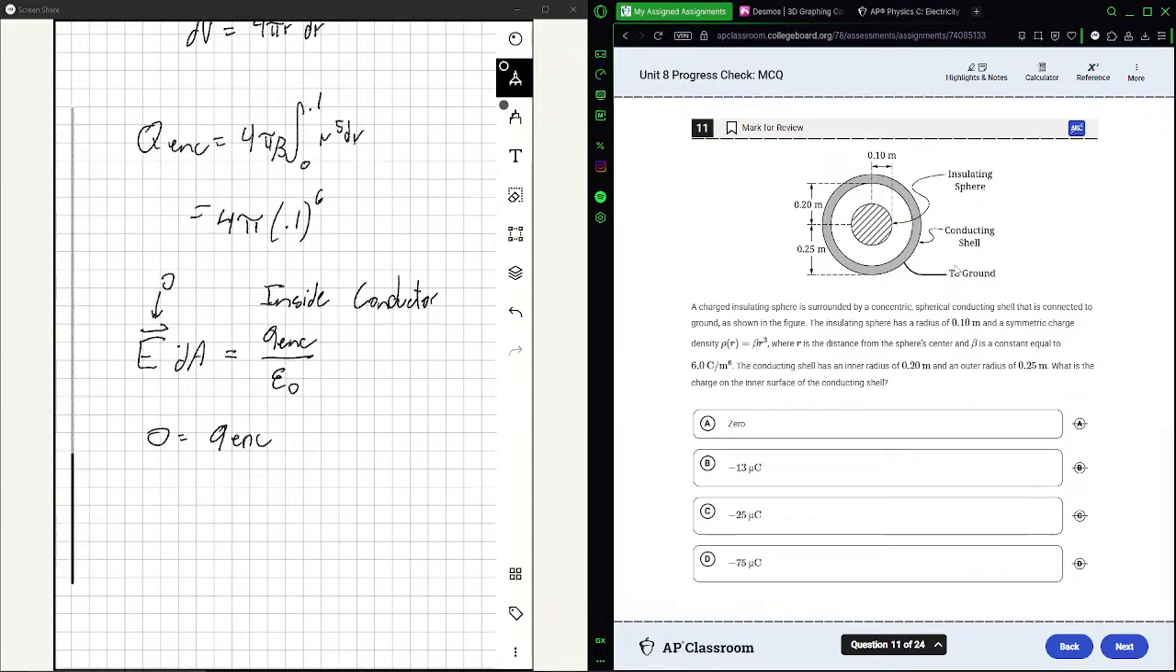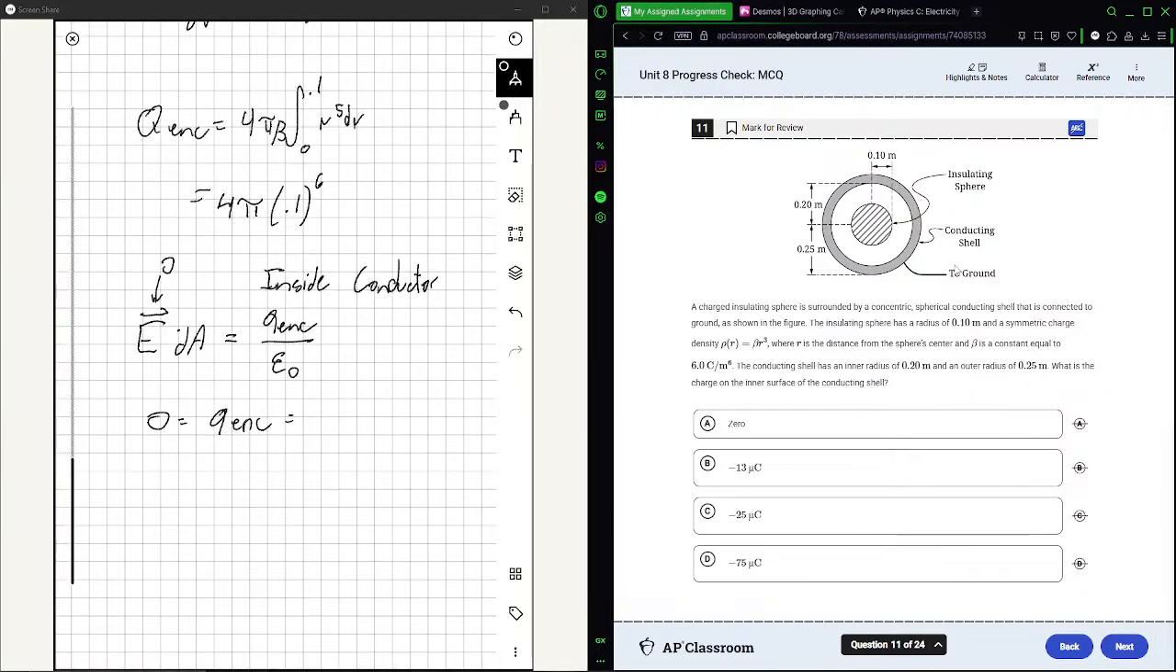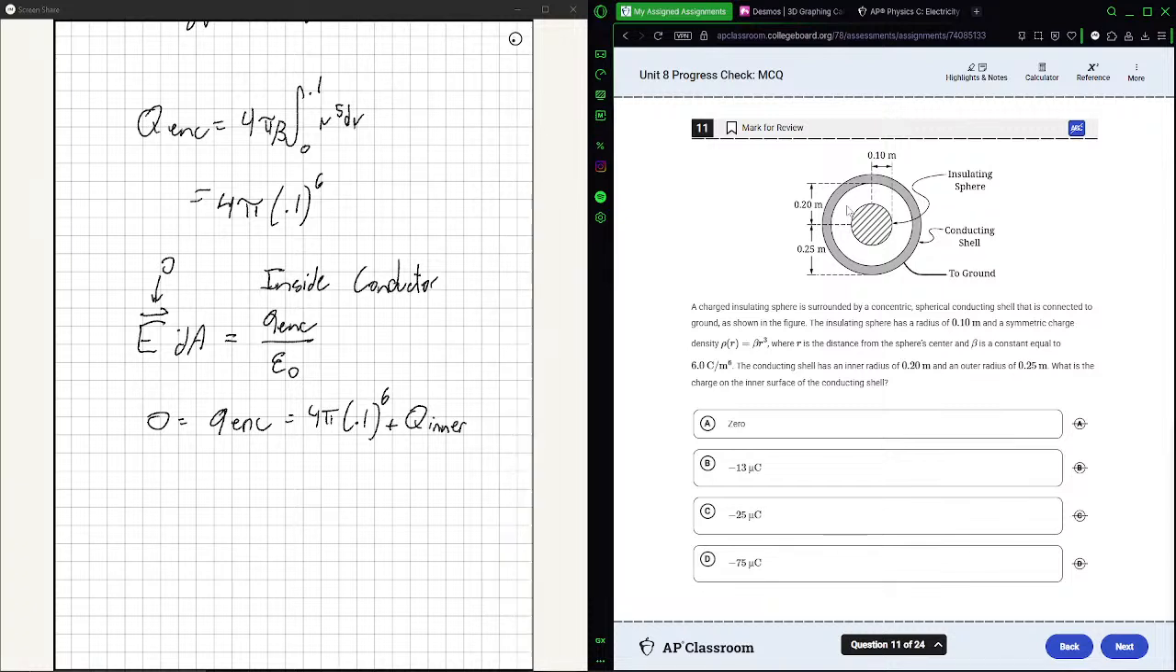So Q enclosed is equal to 0. That's the Q enclosed by some Gaussian sphere inside that conducting shell. But that's also equal to this Q enclosed we found here. It's equal to the charge of the insulating sphere plus the charge on the inner surface. And the charge on the inner surface has to be equal to the negative of the insulating sphere's charge, since the total is 0. So it's the negation. So Q inner equals negative 4 pi 0.1.